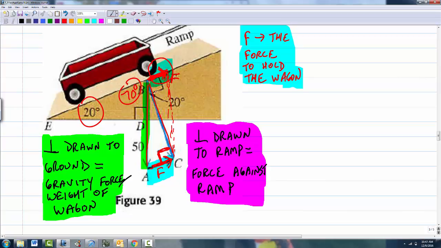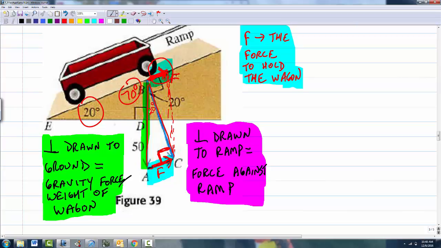And then let's look at this. Do you see this right here? This is what? 90. What's 90 plus 70? Simple question. 160. What's left over for this little sliver? 20. See, this is a straight angle. So, of course, this has to be 20 in here.